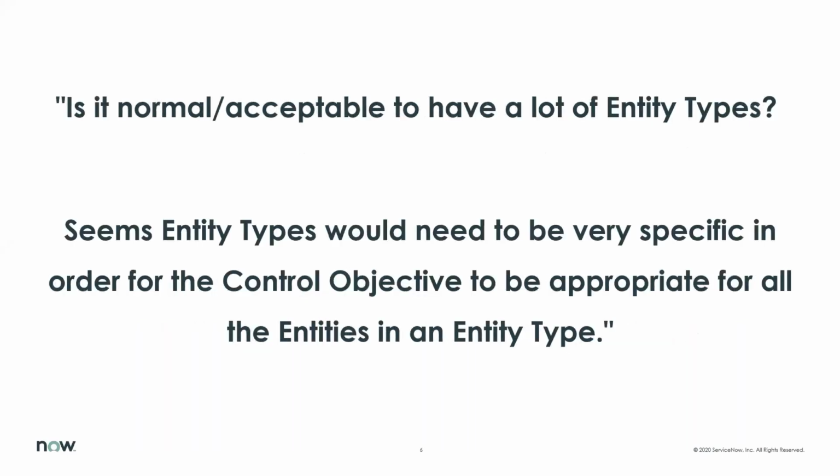Same thing, looking for what is normal, right? We talked a little bit about this last time we met, and I was pushing, I think it was Scott, to give us some sort of a number of what is acceptable for entity types. So what do we have here? Is it normal, acceptable to have a lot of entity types? But more specifically, it seems that entity types would need to be very specific in order for the control objective to be appropriate for all the entities in an entity type.